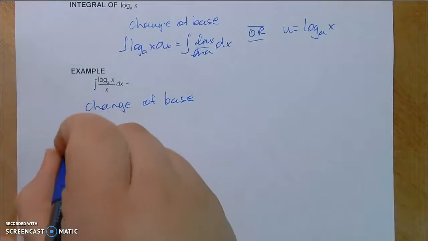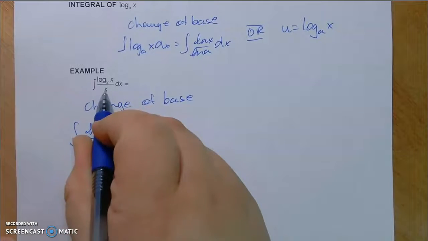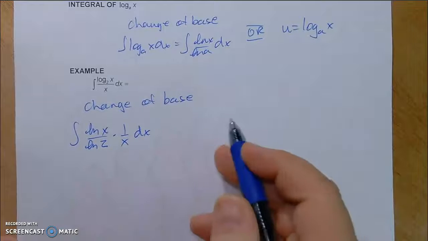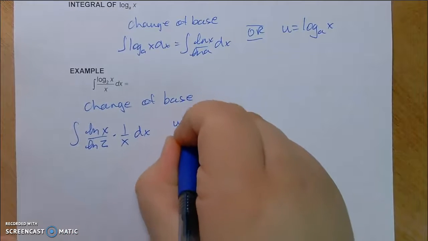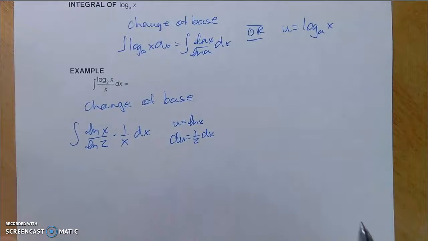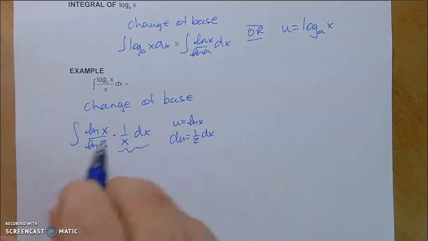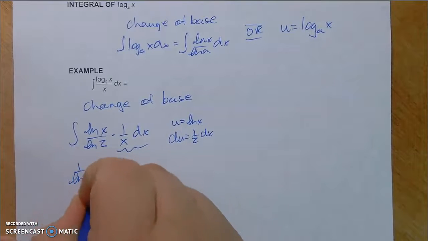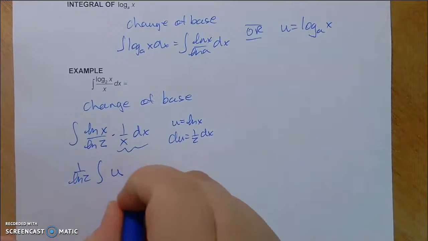Log base 2 of x becomes natural log of x over natural log of 2 times, now x is still in the denominator, so 1 over x. Well, natural log of x, we said when we see that, that is our u. So u equals natural log of x. du is 1 over x dx. Now you see why I separated that. This becomes our du. This is our u. And natural log of 2 is a constant. So 1 over natural log of 2 out front. Throw those constants out front. Deal with them later. Natural log of x becomes u.